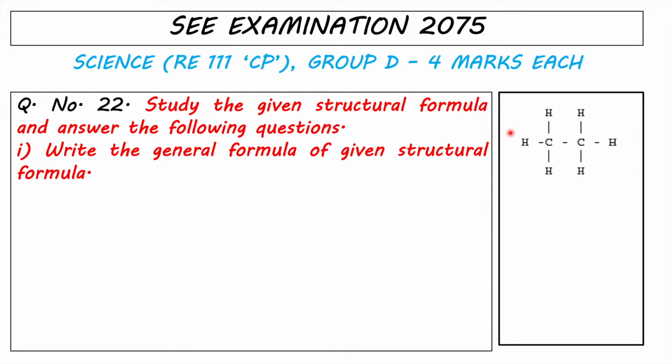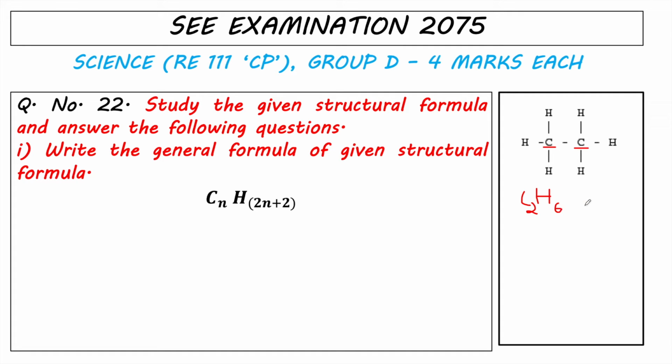So to write the general formula of this, let's check first the structure. General formula of this is going to be CnH2n+2. To check that, here there are two carbon atoms, C2. Let's write the equation of this first. C2. Then there are 1, 2, 3, 4, 5, 6 different H atoms. It's going to be H6.